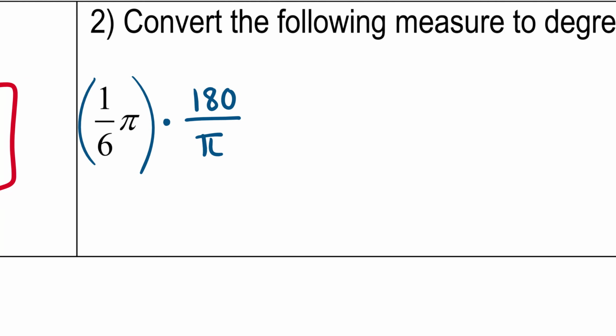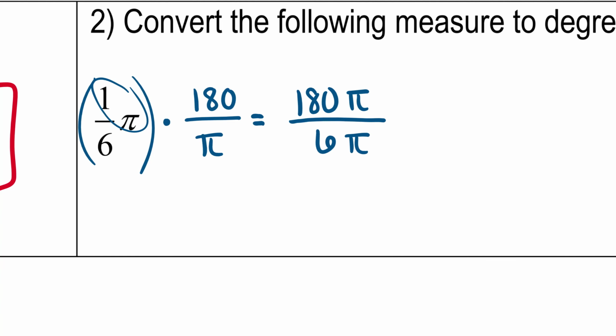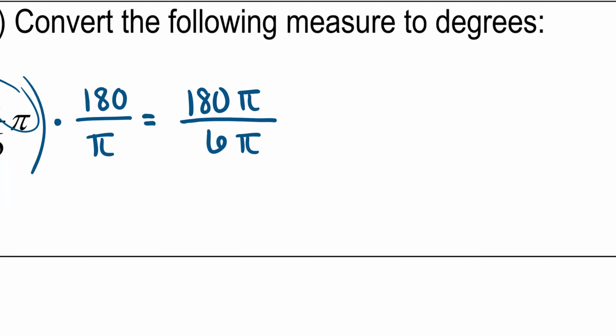Again, I'm going to rewrite this as just one fraction and then reduce. So I have 1 pi, the pi is not part of the fraction, but because it's not a fraction, it actually is included on the top. So 1 pi times 180 is just 180 pi over the bottom, 6 pi. Right away, this is why we divide by pi to convert to degrees. The pi goes away. Now I'm just left with this number, 180 divided by 6.